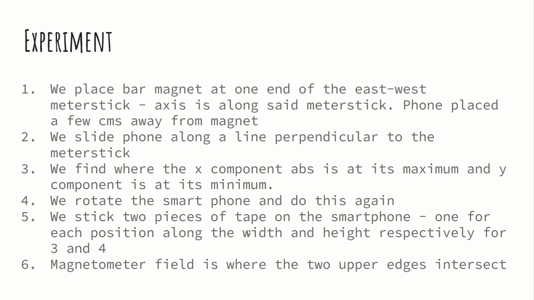As a result, we stick two pieces of tape onto the smartphone, one for each position. Once we find the position in step 3, we stick a piece of tape across the width of the smartphone. Then we do experiment 4 and find where the y component is at its maximum and the x component is at its minimum, and we stick a piece of tape across the height of the phone. The purpose is that the magnetometer is located where the two upper edges intersect for this phone.